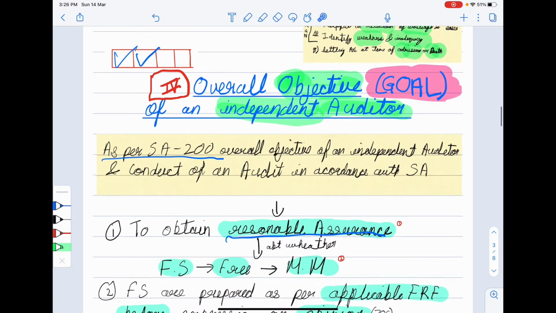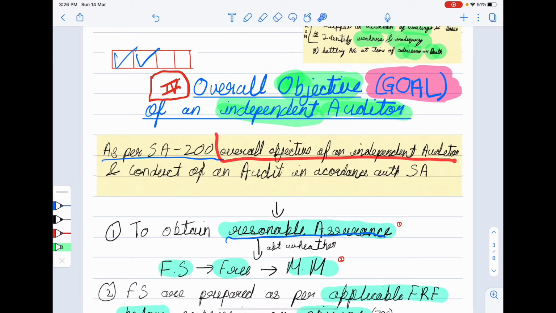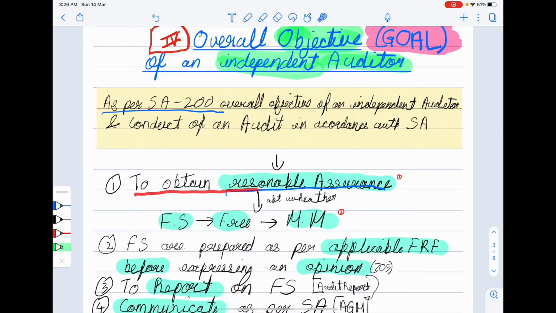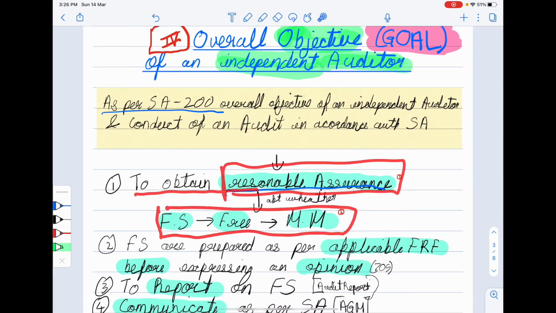Okay, let's understand the overall objective of an independent auditor. The overall objective of an independent auditor is to obtain reasonable assurance whether financial statements are free from material misstatement.